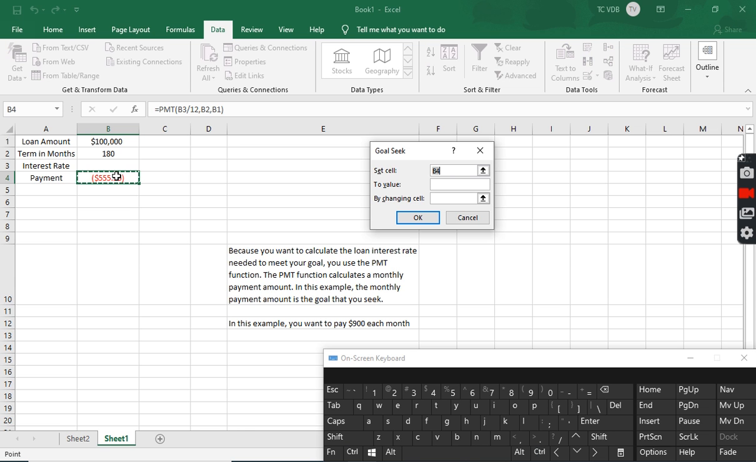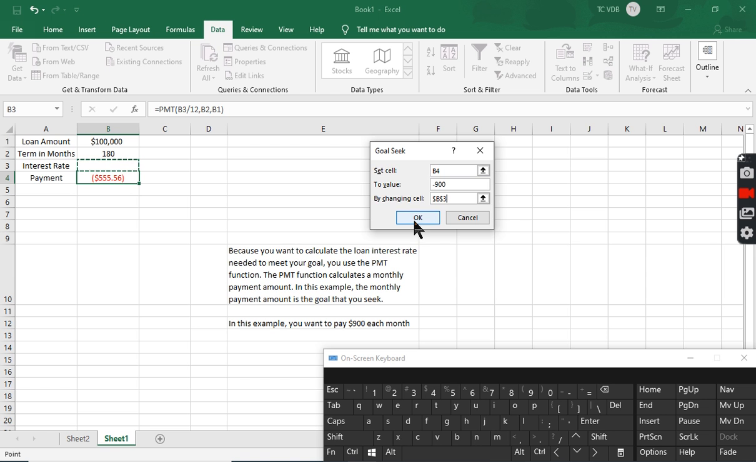So this is just like in the last video where we wanted to change whatever value we're looking for. We're going to set it to that cell which has the formula in it, and then we're going to set this value to 900. So we're actually going to make it negative 900, because when you're using a payment, it's technically money leaving you. So that's why it's a negative value in this situation. And by changing cell B3, right? So this is the interest rate. So it's going to calculate the interest rate for us, so that way B4 becomes negative 900.